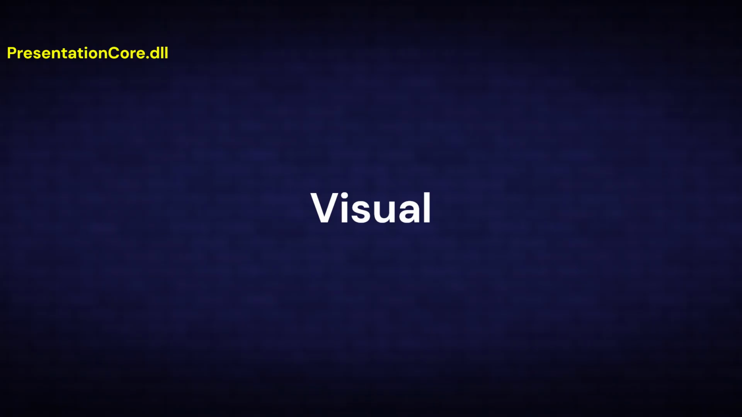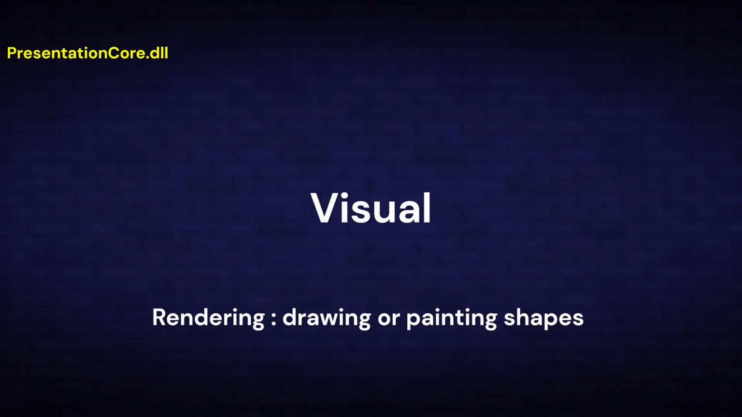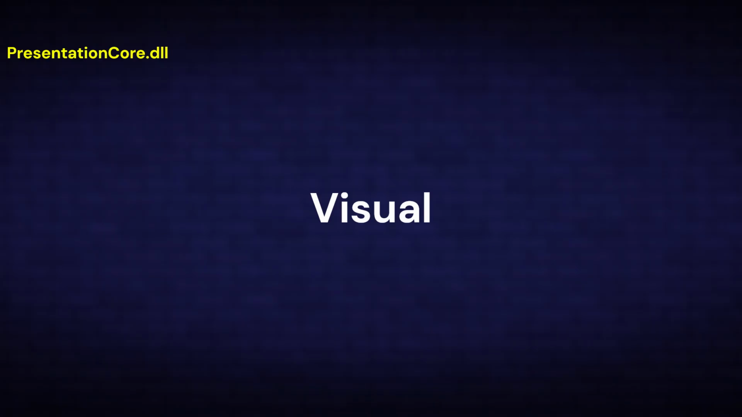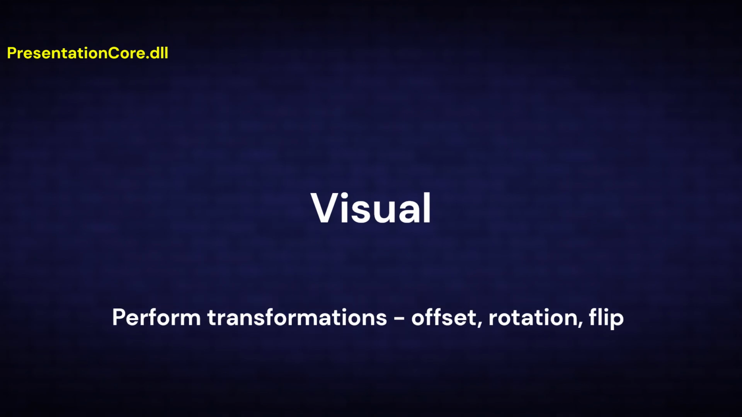Visual is the first class in this object hierarchy, present in PresentationCore, that gives derived classes the ability to render. The Visual class provides core-level functionality for rendering visual elements on the screen. Rendering means drawing or painting the desired shapes on the screen. The Visual class provides the following functionality. Render persisted serialized drawing content of a visual. Perform any transformations on the visual.